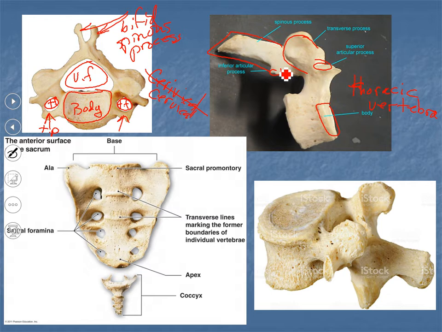So characteristics, there's no foramen other than, well, maybe I need to put no transverse foramen. There is still the vertebral foramen, you can't see it from this view, but the vertebral foramen would still be there.